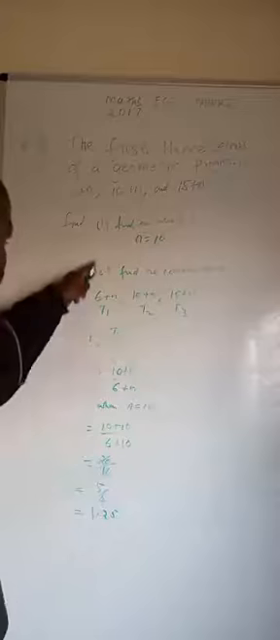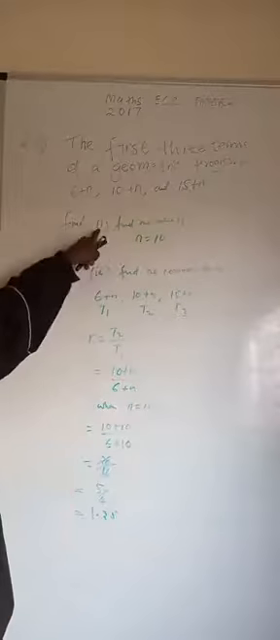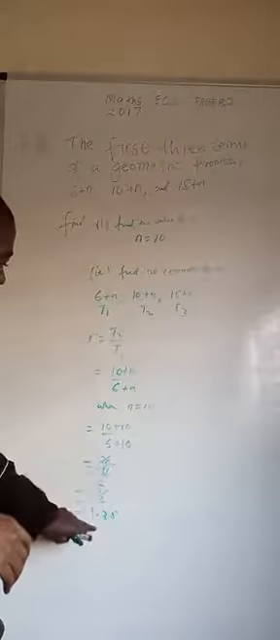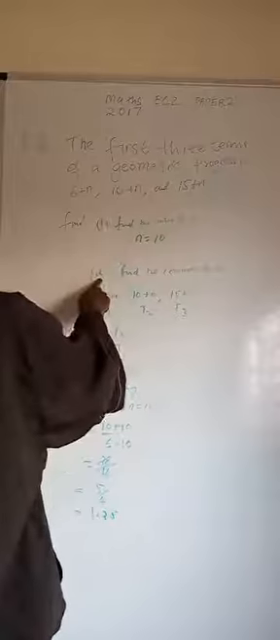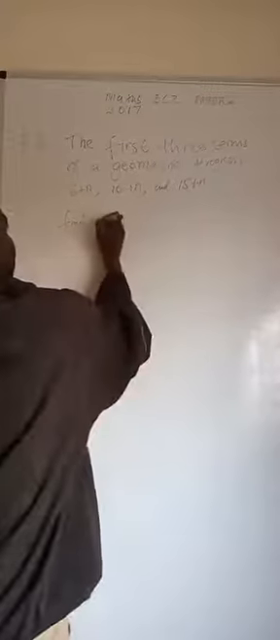So this was question two. This is question one, which we already calculated as the value of n, and then question two is this one, 1.25. Question three of the same question: what was question three saying? Find the sum of the first six terms.